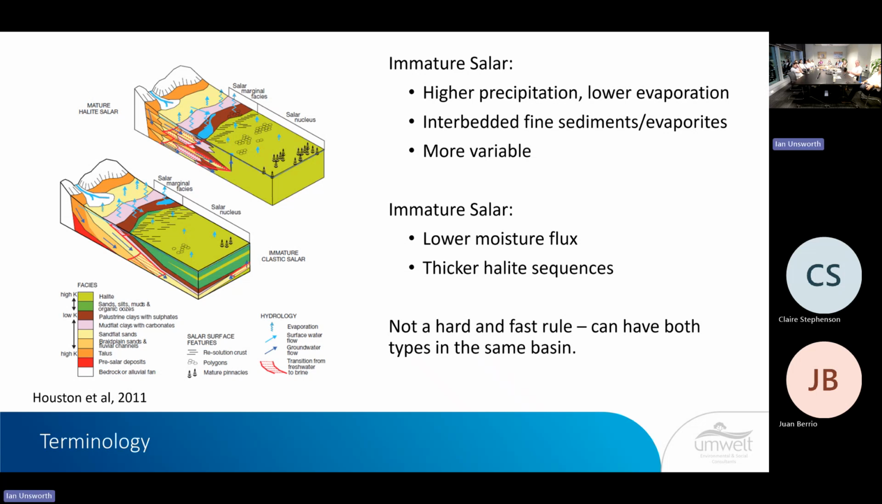thicker halite sequences and more uniform, whereas an immature salar has higher precipitation, lower evaporation. It's a lot more variable laterally and vertically. And it's not a hard and fast rule, so you can have both types in the same basin. So that's quite an interesting paper if anybody wants the reference later.